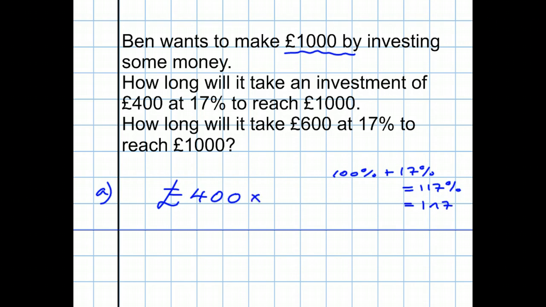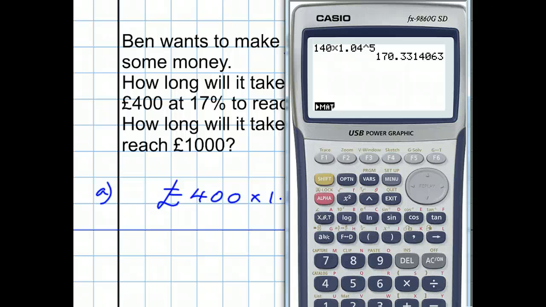So I do 400 times 1.17, but I don't know what power. Now what's the simplest way of doing it? Well, we just pick some numbers. Let's have a look. £400, that's about half of 1,000, is it? So let's go for 5 years. See what happens when we put 5 years as the length of time. So 400 times 1.17 to the power 5. That gives us £876, 97 odd pence. Not enough. So let's try again.